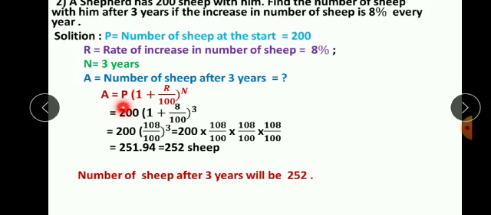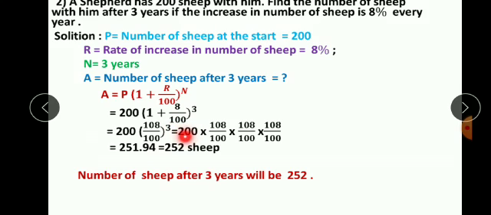Now A is equal to P into (1 plus R upon 100) to the power N. Let us substitute the value for P. P is equal to the number of sheep at the start, 200. Then 1 plus R, R is 8%, so 8 upon 100. N is 3, so it is cube. Now do the cross multiplication inside the bracket. 1 into 100 is 100, 100 plus 8 is 108 upon 100. So 200 is multiplied with 108 upon 100 and its cube.